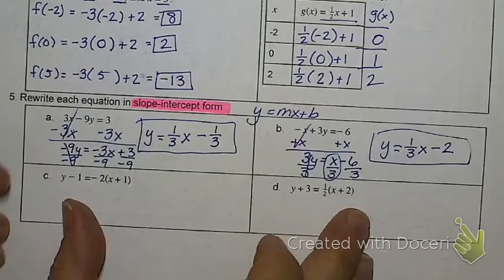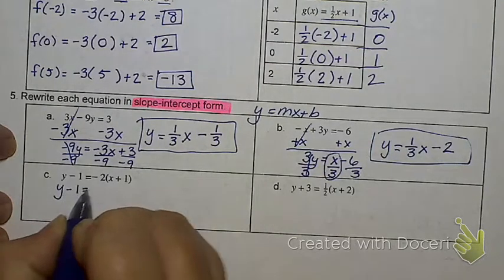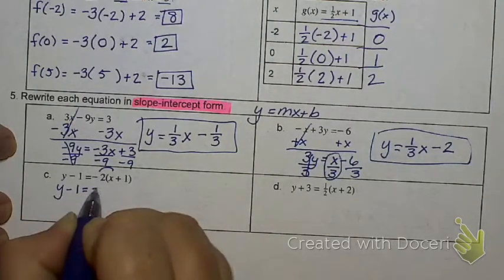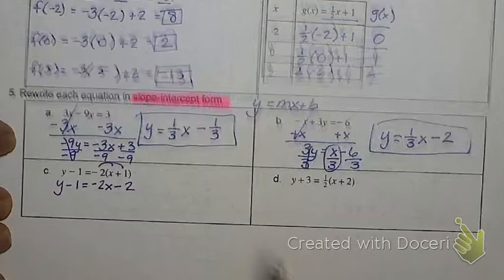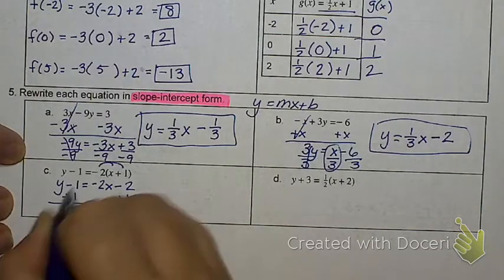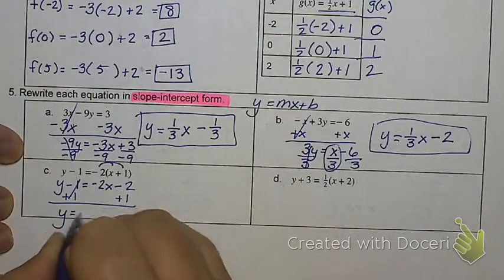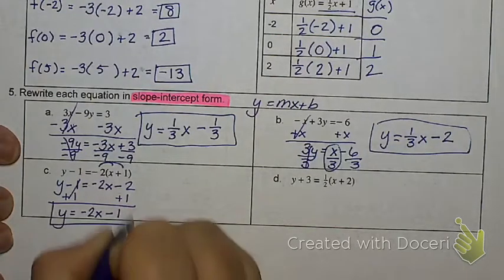All right, the last two are going from point slope form, so what do I need to do? Get rid of the parentheses. So negative 2 times x is negative 2x. Negative 2 times 1 is negative 2. Add your 1 so that y can be by itself. And I get y equals negative 2x minus 1.